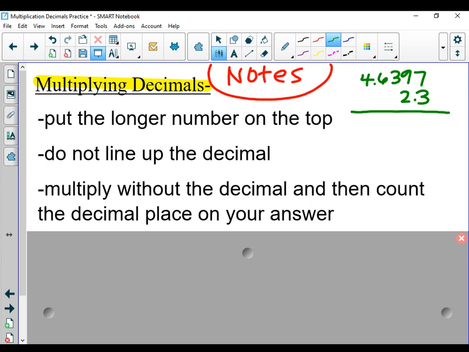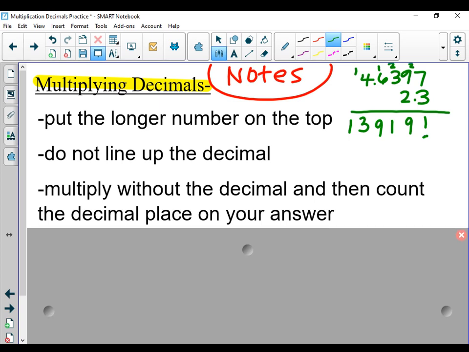Then, I multiply like they're whole numbers. When I'm multiplying, I don't even need to pay attention to the decimal. I just did all of that multiplying with no decimal. Don't forget, when you start the second line, you have to put a 0. I multiply like there's no decimal there. Then I add.